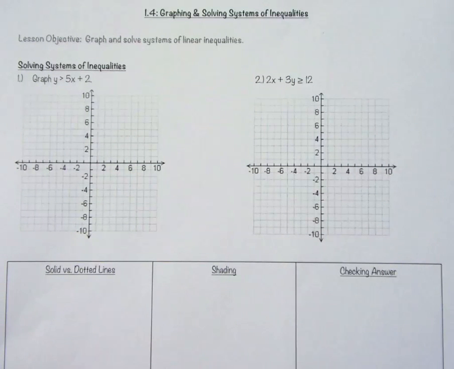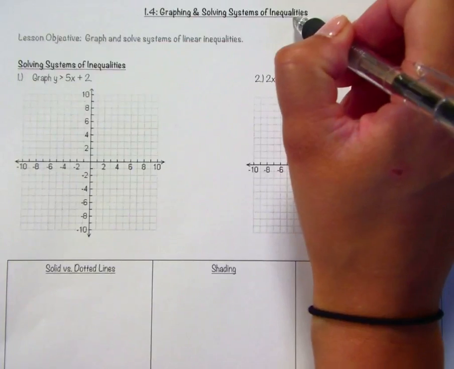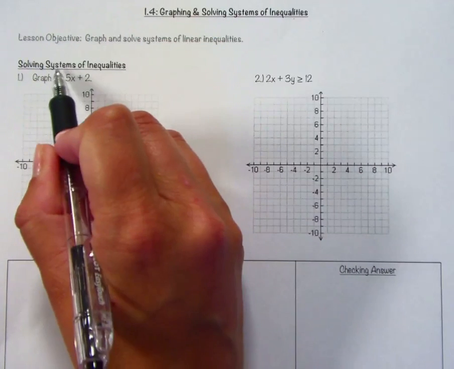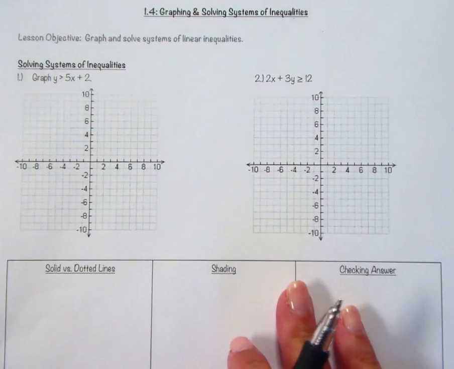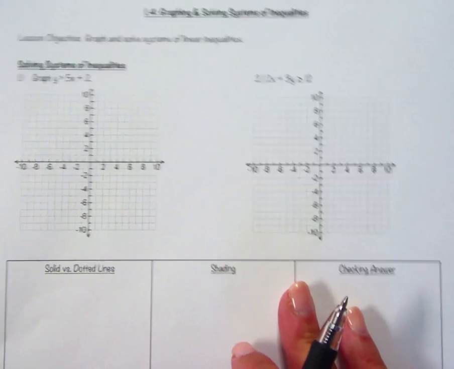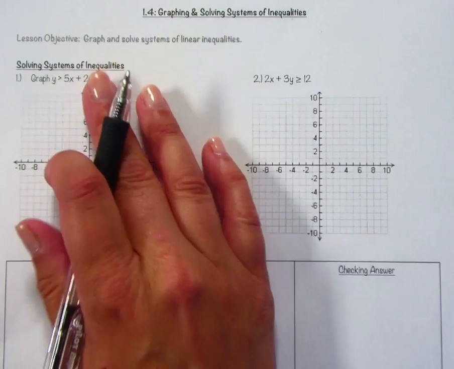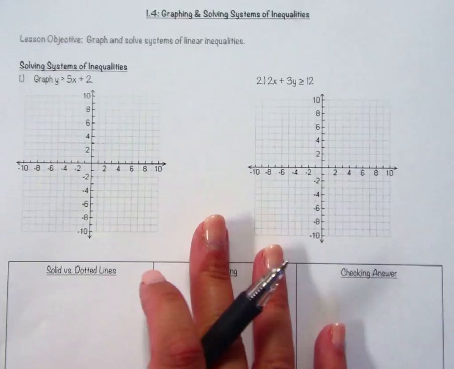All right, so last time we obviously talked about systems of equations, and we focused on the algebraic methods to solve those, our substitution and our elimination. What we are looking at today are systems of inequalities. So these are where we have an inequality sign, greater than, less than, greater than or equal to, etc. All right? And the way that we solve a system of inequalities is by graphing, all right?